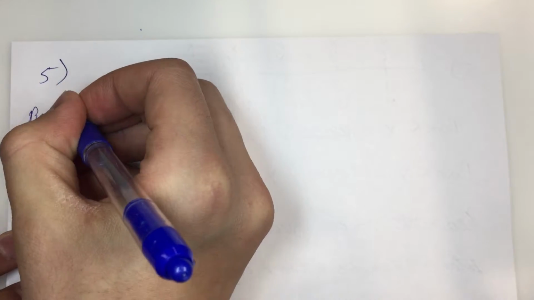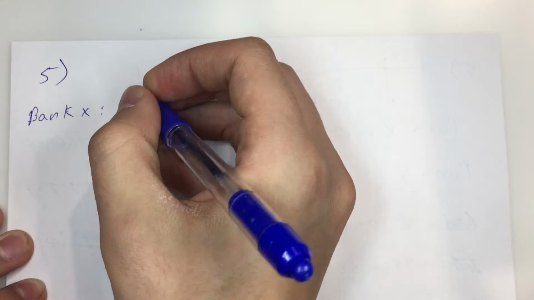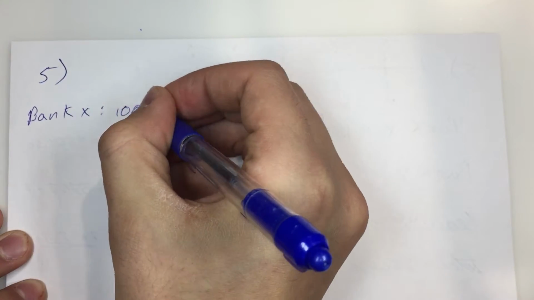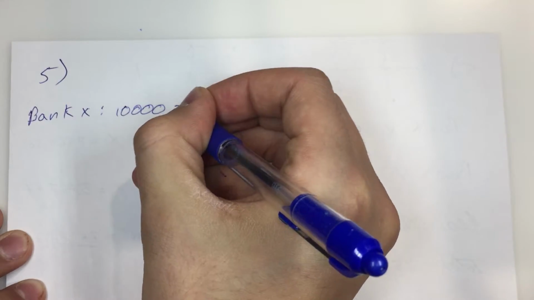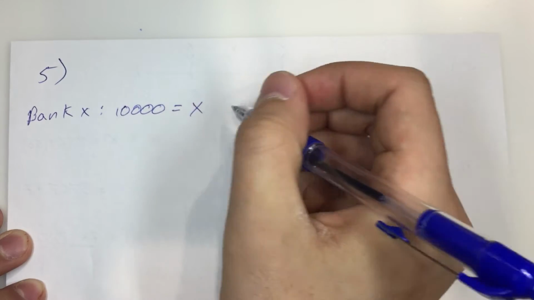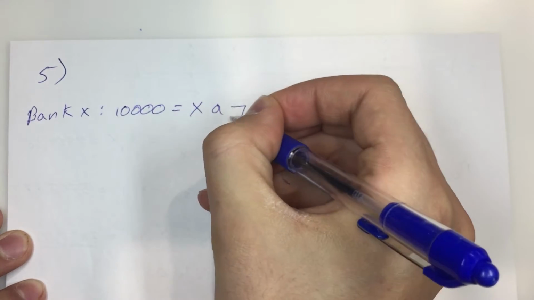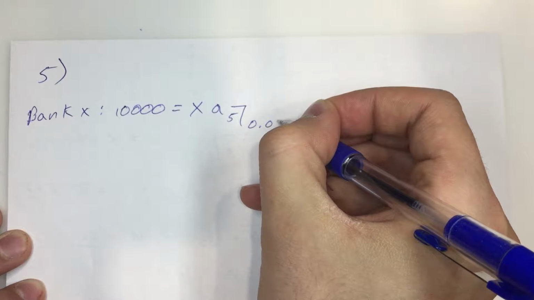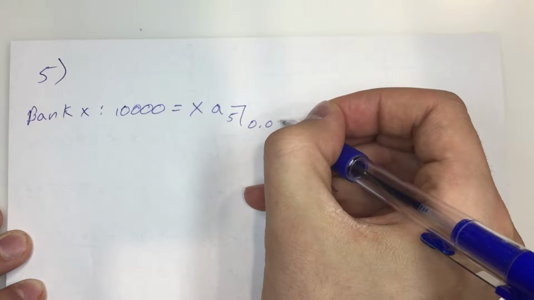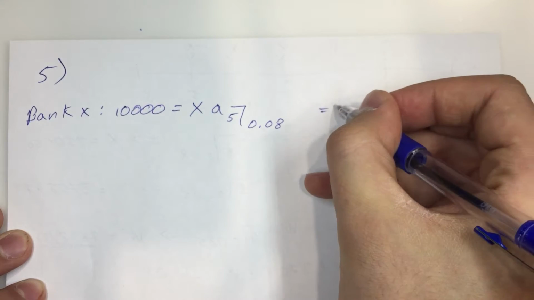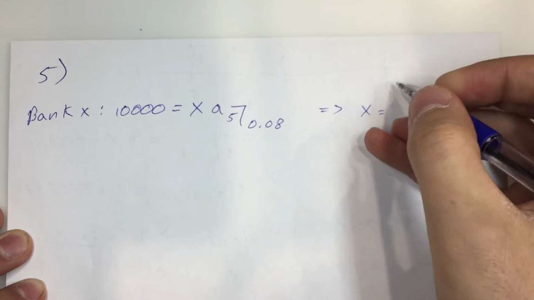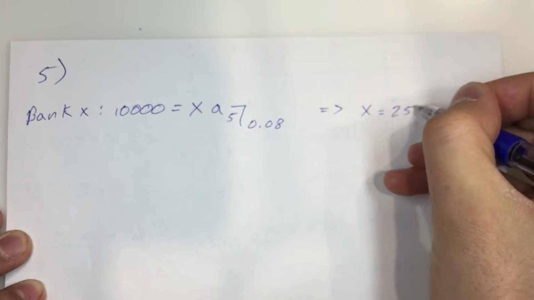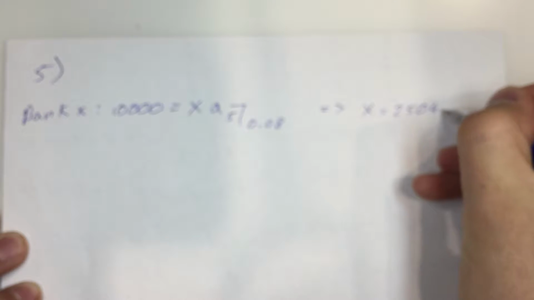So let's see, Bank X gives Devin $10,000, and that $10,000 will equal some payment, which we'll call X, a angle 5, because it's over the course of 5 years, at an effective annual interest rate of 8%. So quickly we can figure out what X is, and X ends up being just over $2,500.